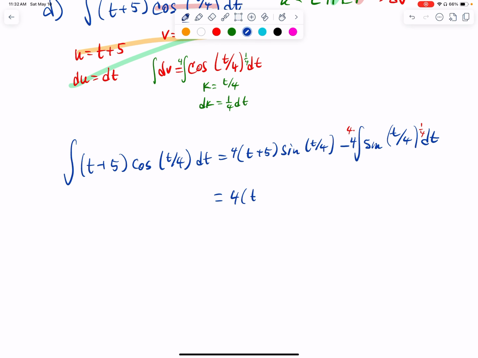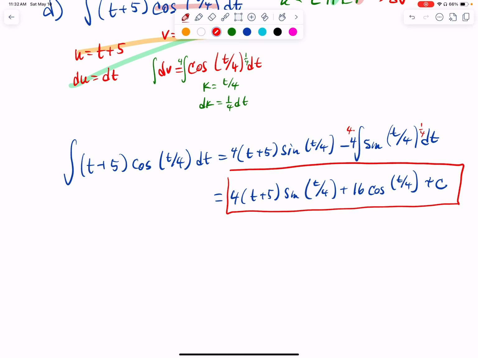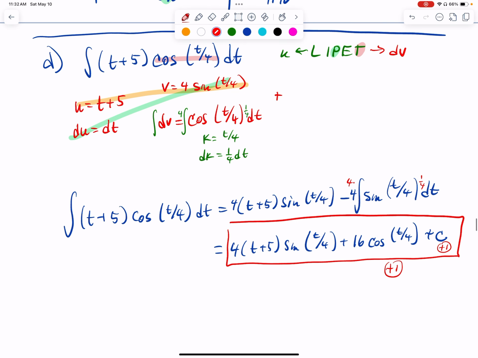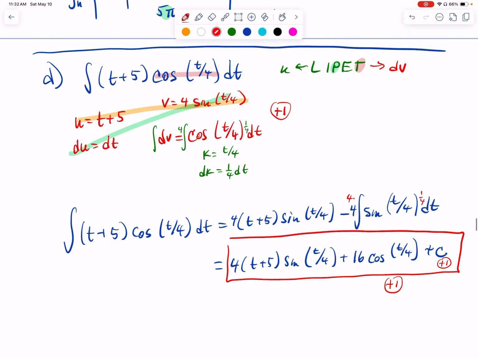So 4(t + 5) times the sine of t over 4. And the antiderivative of sine is negative cosine, but there's already a negative, which is going to make this plus 16 cosine of t over 4. And don't forget plus C for your constant of integration there. So here's our antiderivative. Antiderivative, of course, is worth a point, so plus 1 there. I'm thinking plus C, your constant of integration, is worth a point, and I'm also thinking your setup for your integration by parts is worth a point, giving us our 9 total.